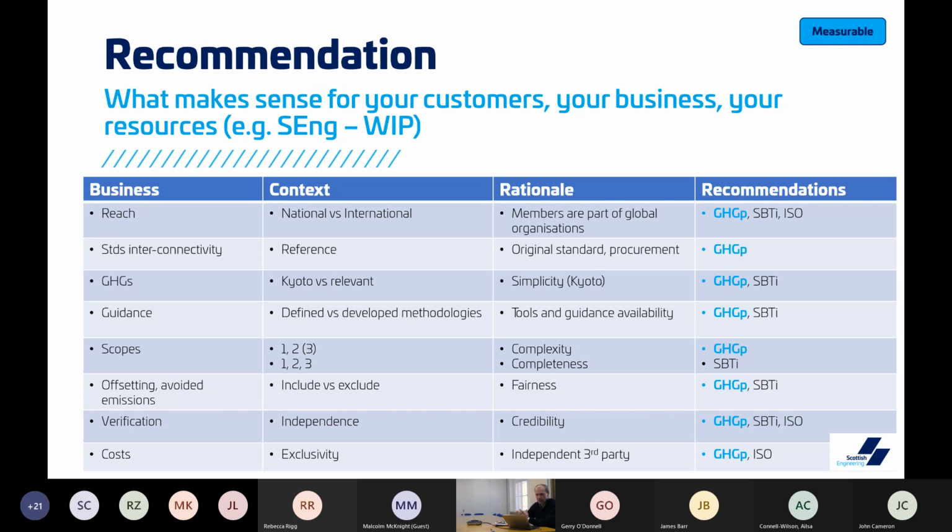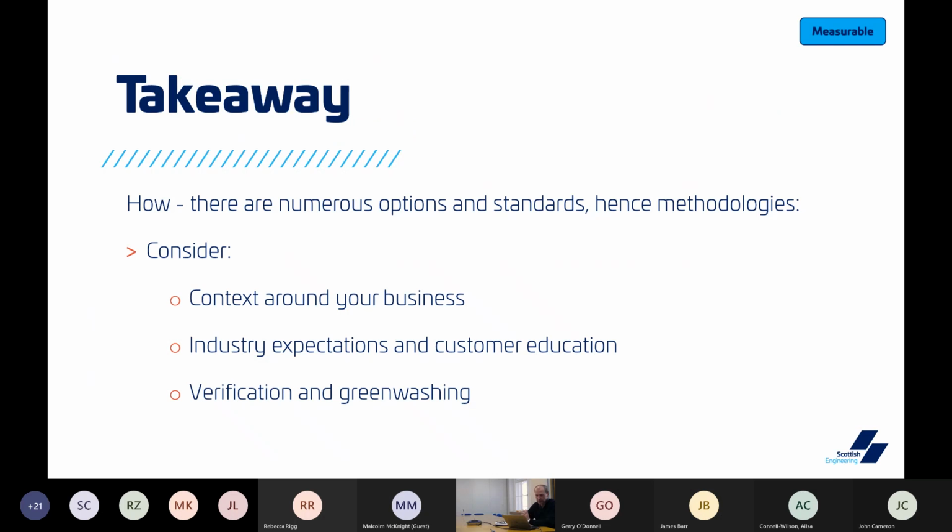So that's an example of how you go about selecting your methodology. The takeaway from measurable is, as you can see, there are a lot of options.